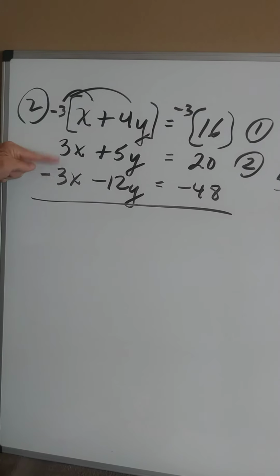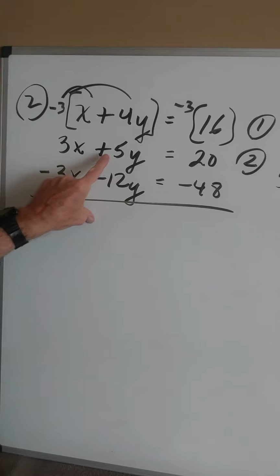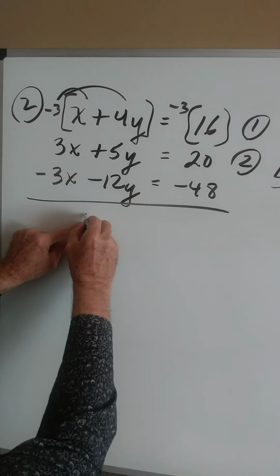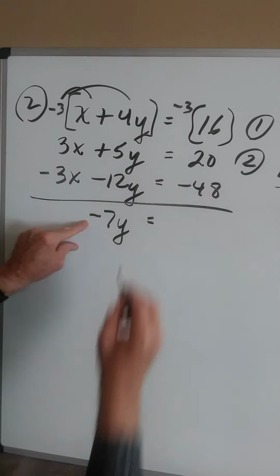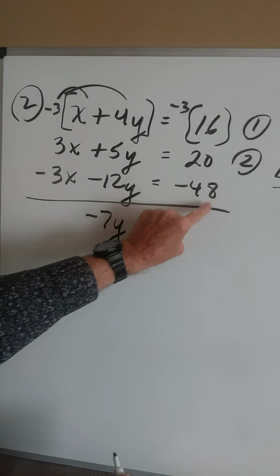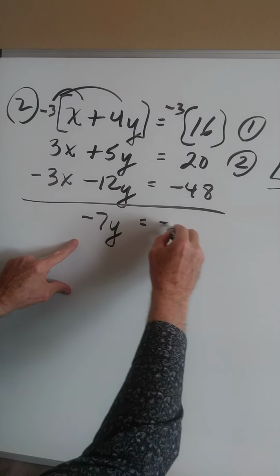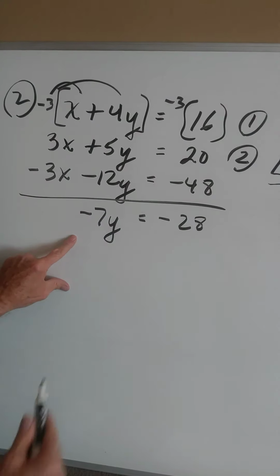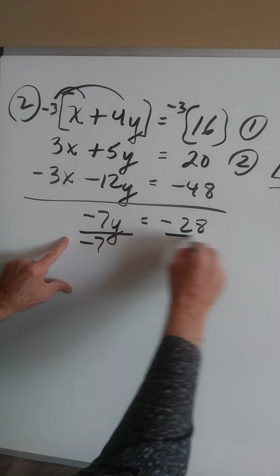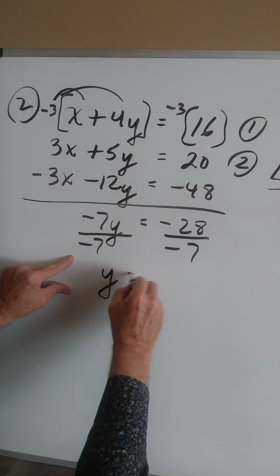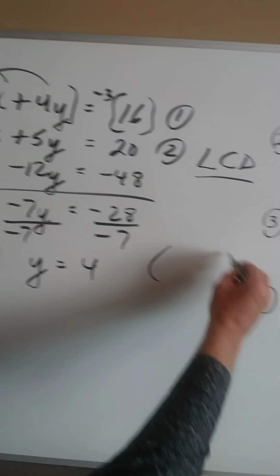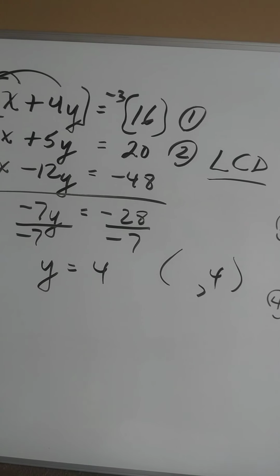They're opposites. They're gone. Add the positive 5 with the negative 12. Add the positive 20 with the negative 48. You have to subtract. That'd be a negative 28 over negative 7. Over negative 7, y would be equal to 4. Find a spot. Put that 4 in the y slot.